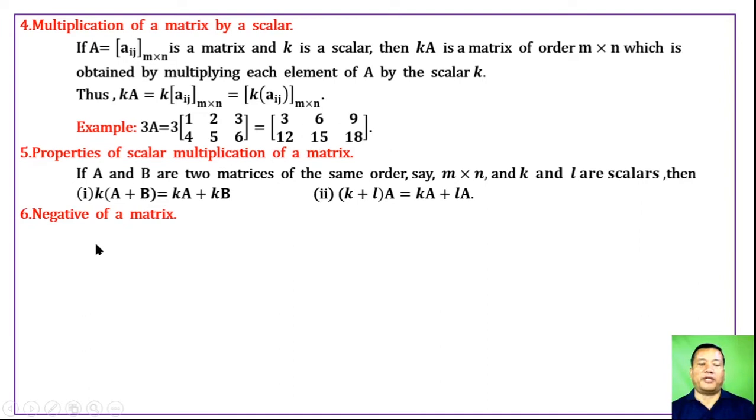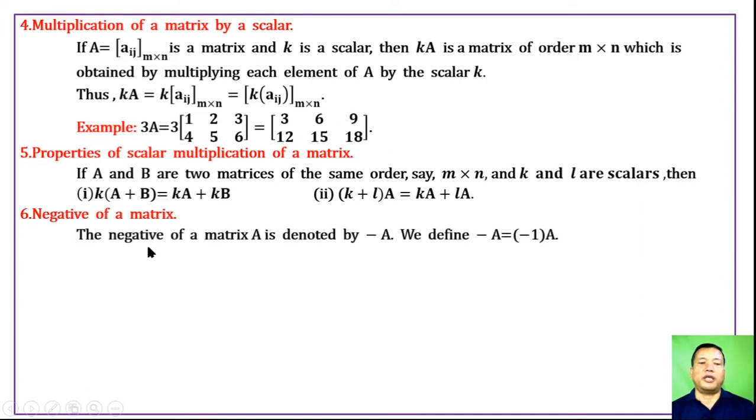Negative of a matrix. The negative of a matrix A is denoted by minus A. We define minus A. Negative of A is denoted by minus A and is equal to minus 1 times of A.